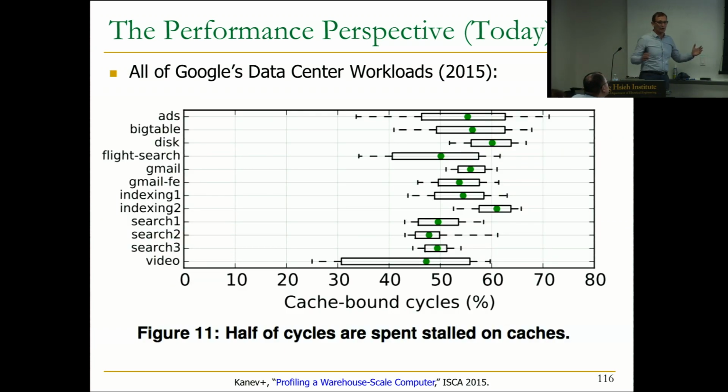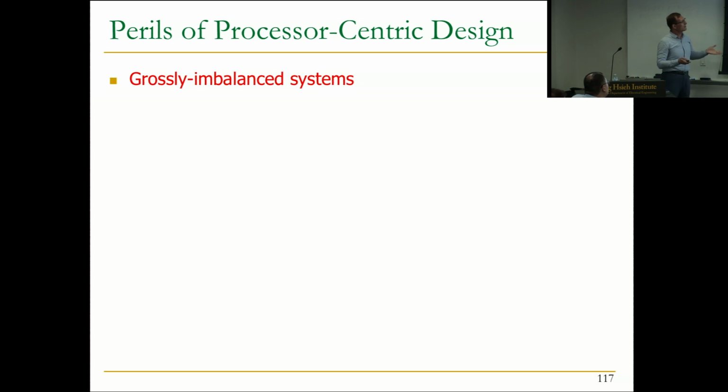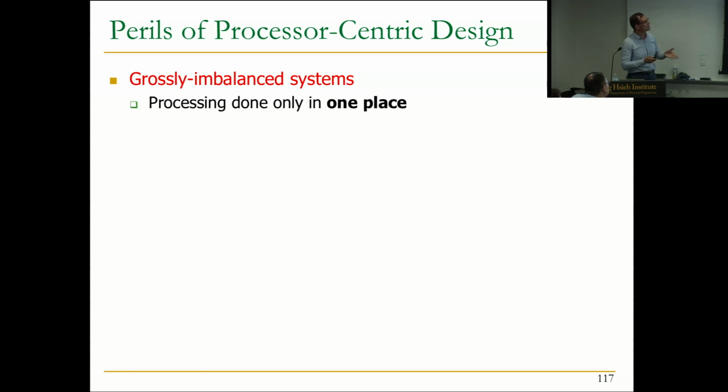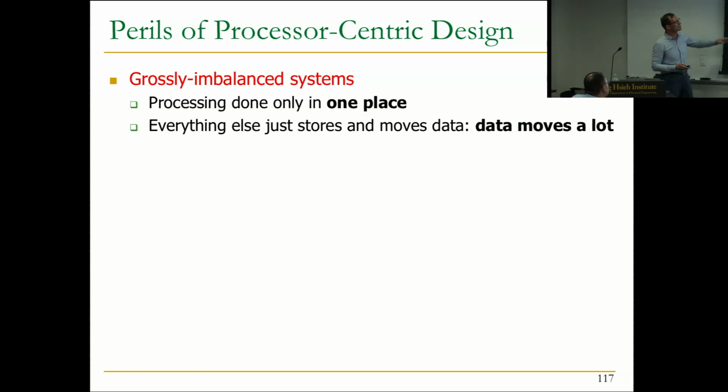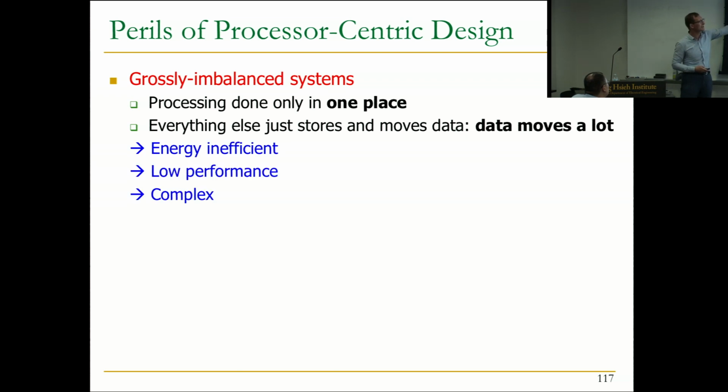So basically, over the course of 20 years, nothing has changed. Of course, processors have become more powerful, but they're still waiting for data to come back from memory. So I believe we have a grossly imbalanced system. Processing is done only in one place. Everything else just stores and moves data. As a result, data moves a lot. This is energy inefficient, low performance, and complex.